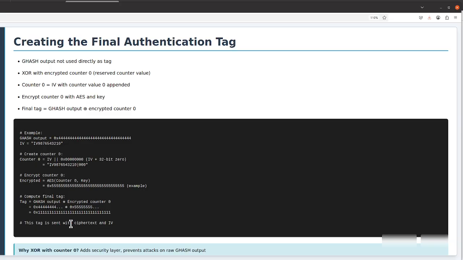The reason for this final XOR is security. The raw GHASH output has certain mathematical properties that could potentially be exploited. By XORing with an encrypted counter block that is unique to this message, we add a layer of protection that makes these attacks impossible. The encrypted counter block is like a one-time pad that masks the GHASH output.